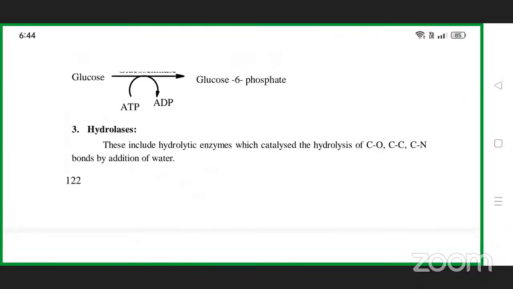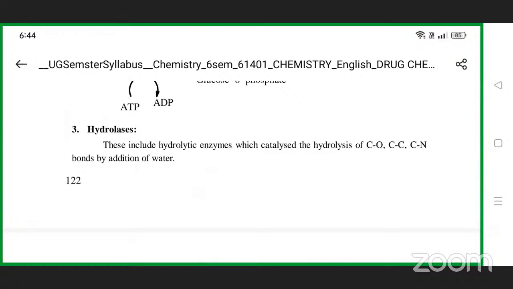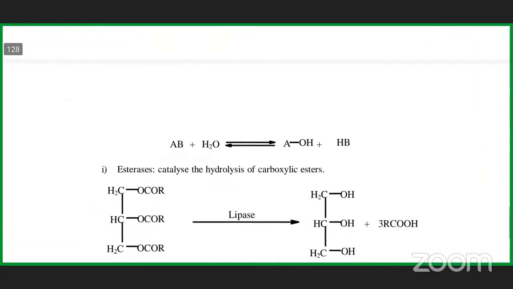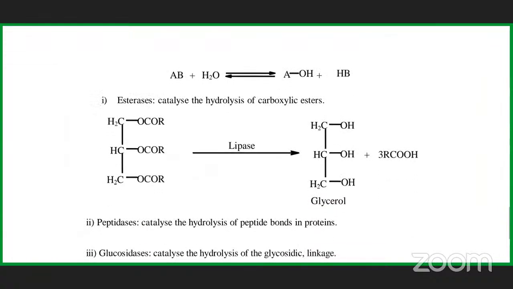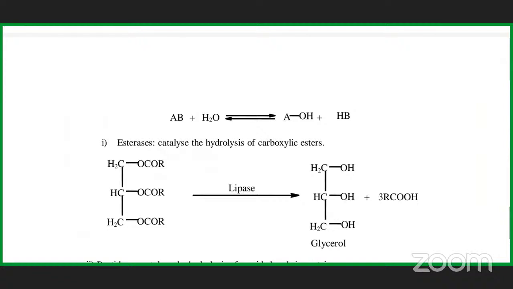Next, hydrolases, which include hydrolytic enzymes that catalyze the hydrolysis of C-O bonds, C-C bonds and C-N bonds by addition of water. When a water molecule is added, the C-O, C-C or C-N bond gets hydrolyzed. Here you see A-B plus water. When water is added to this AB molecule, it reacts with A and expels B. This is hydrolysis.